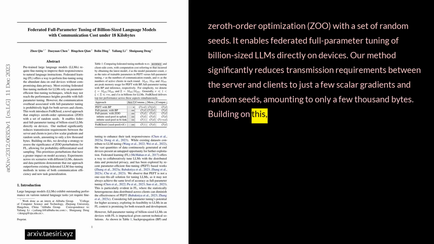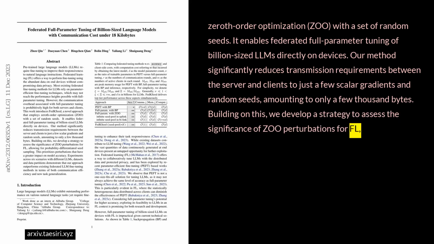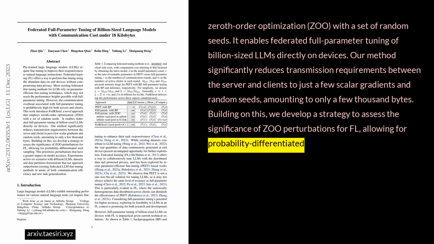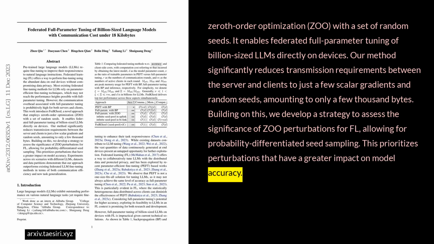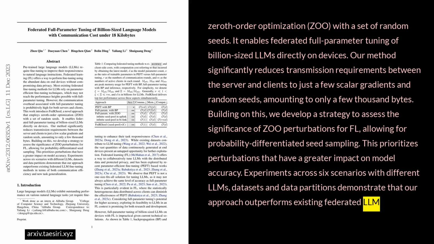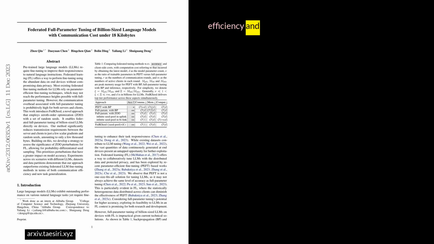Building on this, we develop a strategy to assess the significance of ZOO perturbations for FL, allowing for probability-differentiated seed sampling. This prioritizes perturbations that have a greater impact on model accuracy. Experiments across 6 scenarios with different LLMs, datasets, and data partitions demonstrate that our approach outperforms existing federated LLM fine-tuning methods in terms of both communication efficiency and new task generalization.